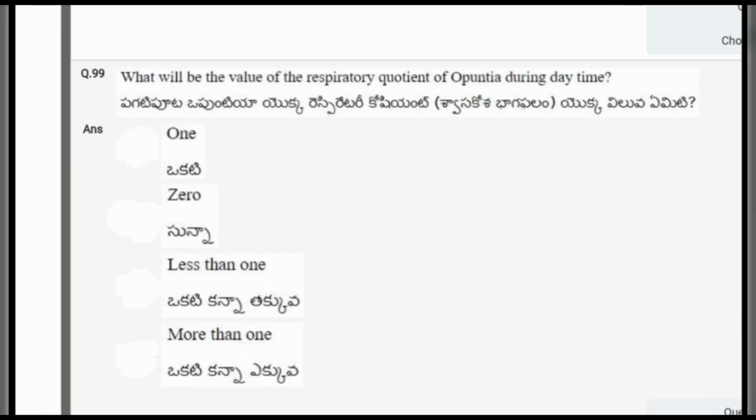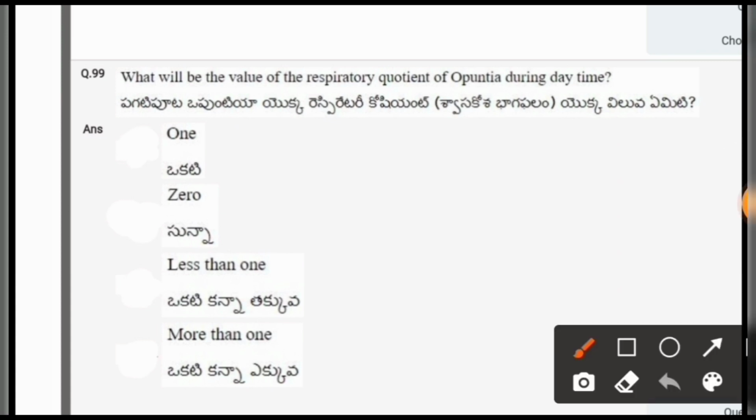Next question. What will be the value of the respiratory quotient of Opuntia during daytime? The options are 1, 0, less than 1, more than 1. The correct option is the 0.